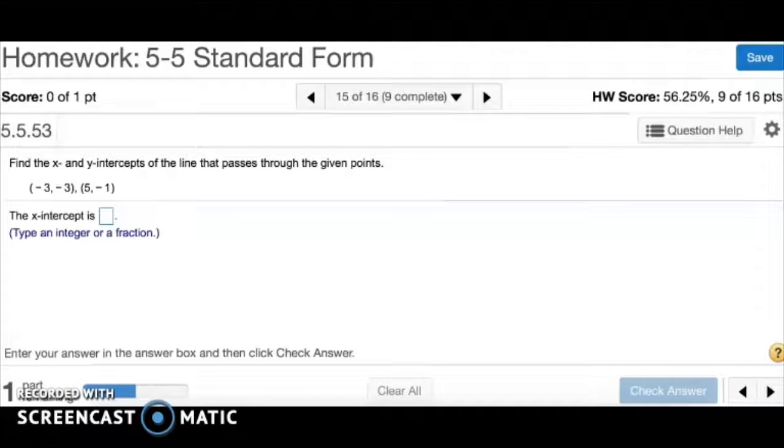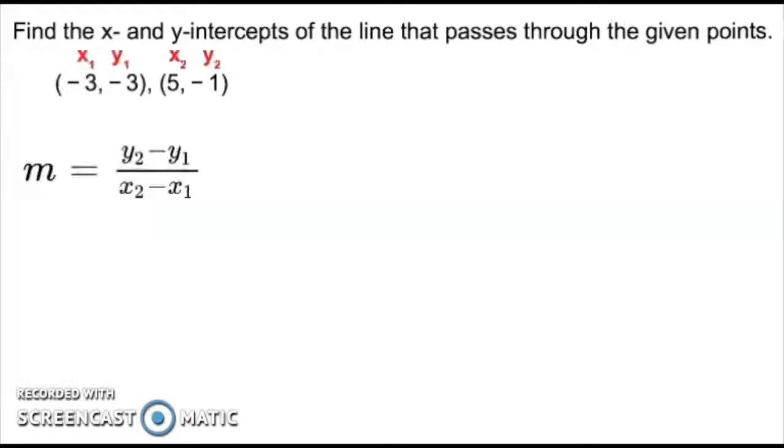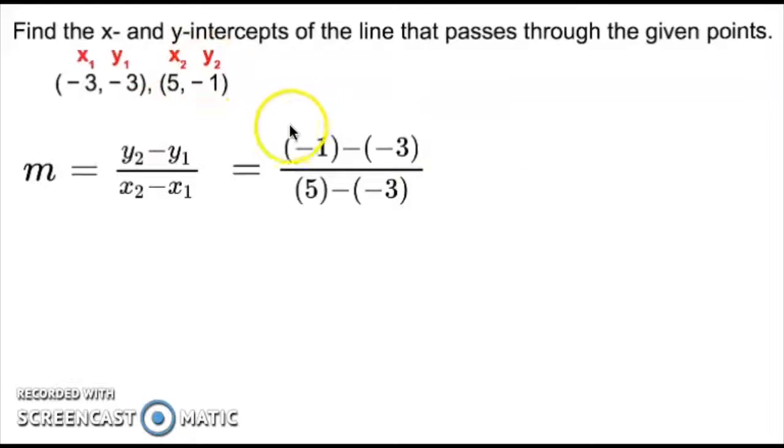Number 15. Find the x and y intercepts of the line that passes through the given points. So the first thing we need to do is find the slope of those 2 points. So writing down the slope formula and setting up x1 and y1 and x2 and y2. Then we substitute in -1 minus a -3, and then 5 minus a -3, which will give me 2 over 8, which will give me 1 over 4. So the slope is 1 over 4.